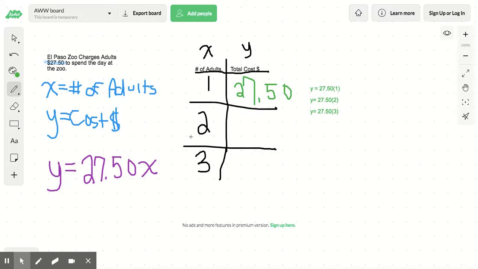Okay, so then we're going to do the same thing for the next value of x. $27.50 times 2 adults would get you 55. And then the last one would be for 3 adults. So we would multiply $27.50 times 3, and that would get us 82.50.